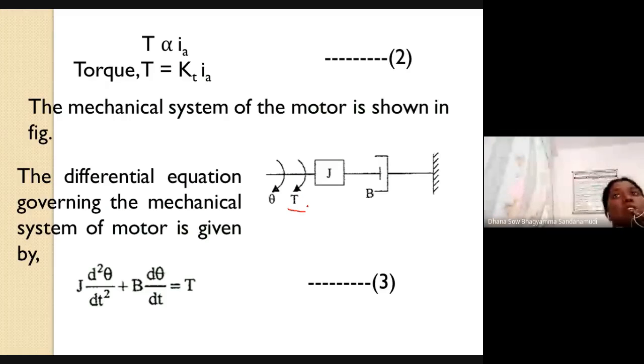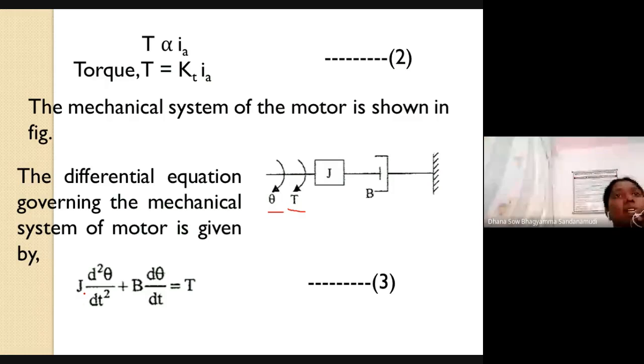Let us assume it as T, and the angular displacement as theta. So now this is our mechanical rotational system. When a mechanical rotational system is given, you know how to write the differential equation, how to represent it using the differential equation. J is proportional to the acceleration, and B is proportional to the velocity.